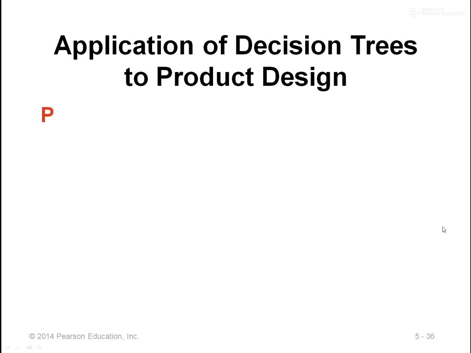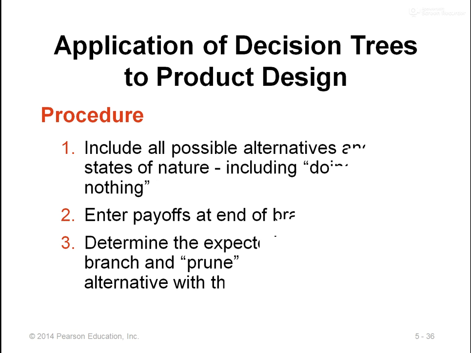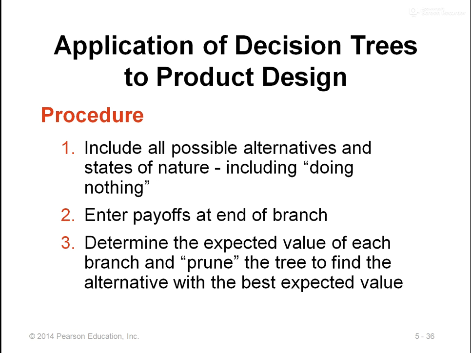For that there is a methodology, and the procedure basically is to include all possible alternatives or states of nature, including the option of doing nothing. Maybe I am not going to develop the product because I decide not to do that. Enter the payoff at the end of the branch. The payoff is the profit or loss of designing and developing a product, for instance, and determine the expected value of the branch and prune the tree to find the alternative with the best expected value.